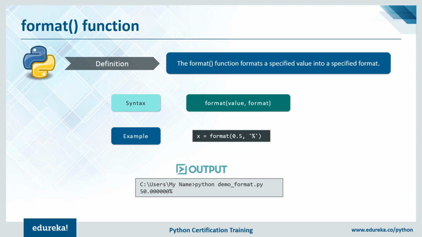But in this particular case, check out this example. We have x is equal to format of 0.5 and percentage, right? So 0.5 in percentage is what? It is basically 50%, right? So it is basically half. So 50% is your answer. Another function, done. So what is the next function I have for you guys?